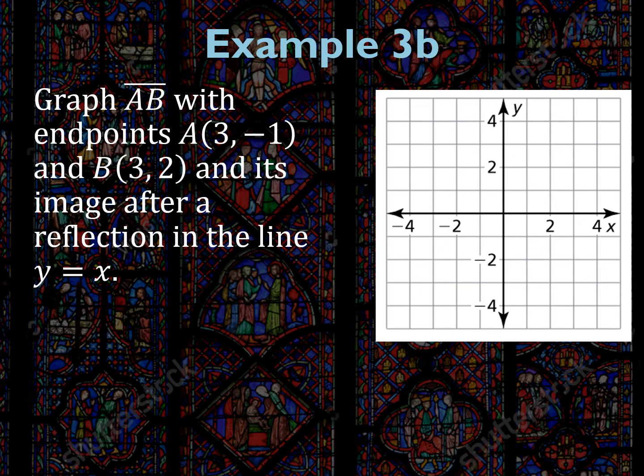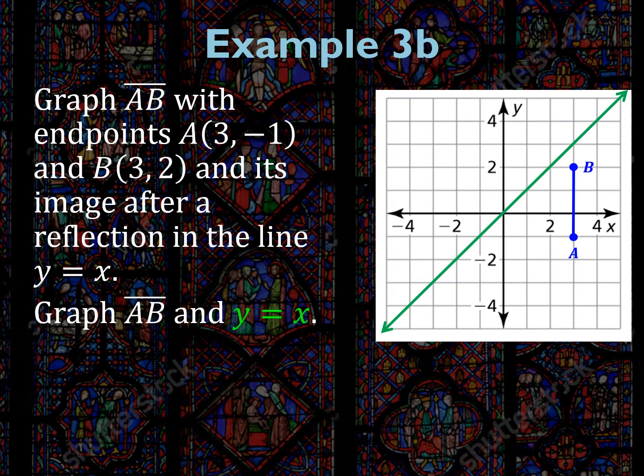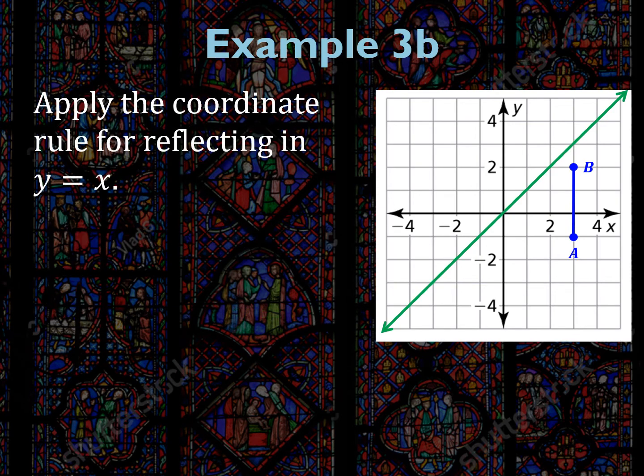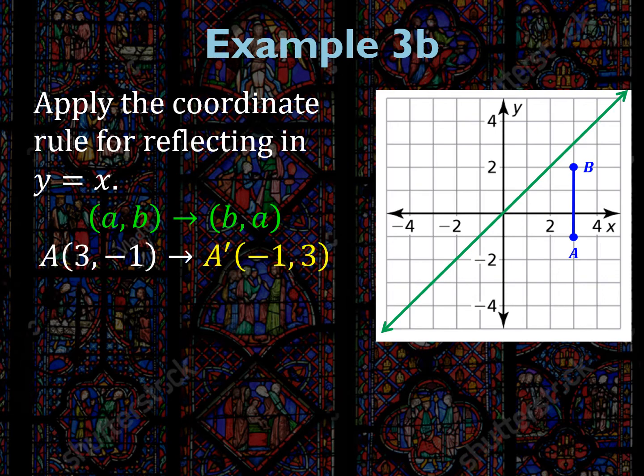Example 3b, graph AB with the endpoint shown and its image after reflection in the line y equals x. So let's graph segment AB and the line y equals x. And again, if you don't remember the rule, you can look it up. So the rule is (a, b) becomes (b, a). All you're doing is reversing the x and the y coordinates to get the new one. So A was 3, -1. A prime is -1, 3. We're just switching the coordinates.